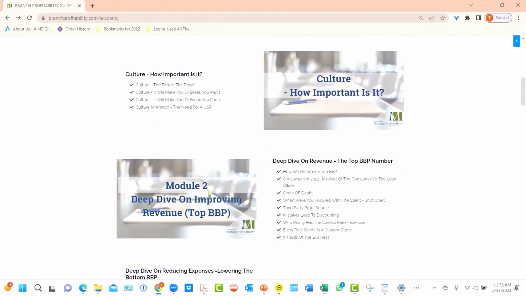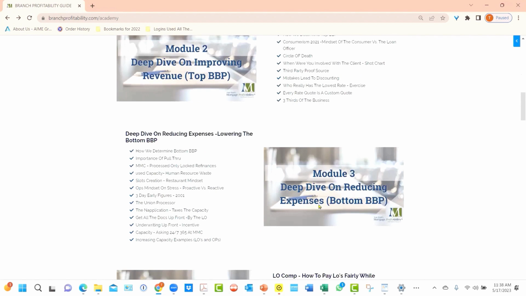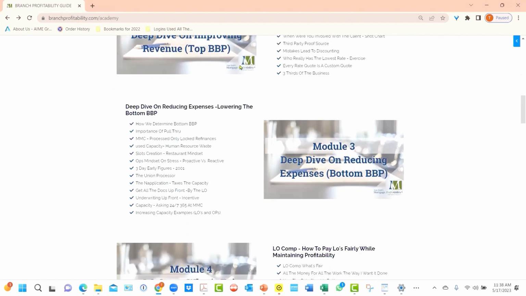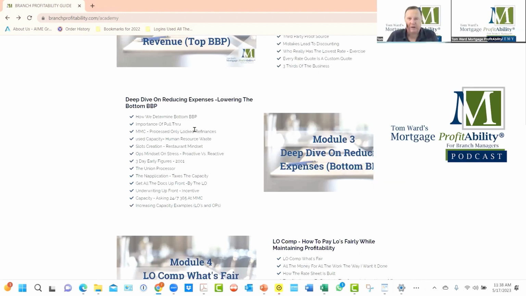Module 2, this is the monster that I created. Now I show you the boogeyman, right? Now how are we going to fix it? So module 2 gets into the deep dive on how do we improve that top number. A lot of it has to do with where you're involved with the customer. What type of loans are you doing? That whole process. Module 3 is a deep dive on reducing the expenses. Again, these are our sessions. They're multiple videos. When I put this program together, I wanted to make sure every video in here is 5 minutes or less.